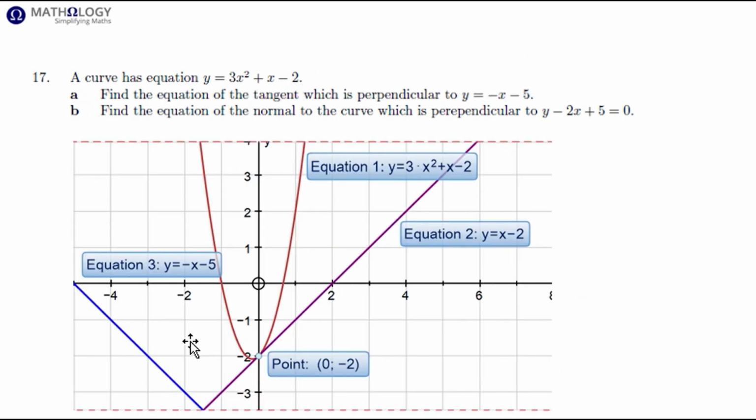We can clearly see that the tangent in purple is perpendicular to the normal in blue.